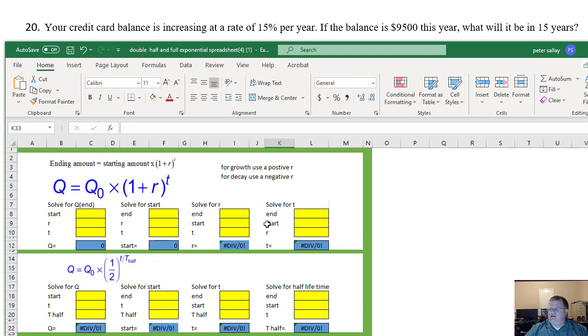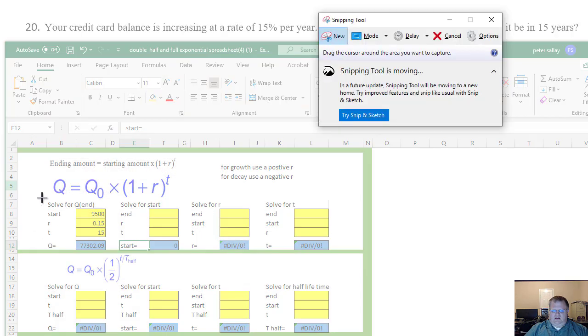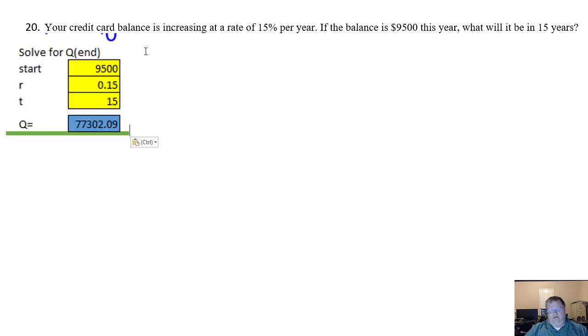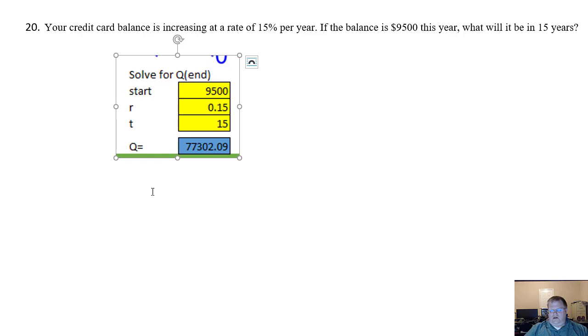We're told 15% a year, and if the balance is 9,500 this year, what will it be in 15 years? So we're told the beginning amount, and we want to know a future amount, so we want to solve for what we called the end in our last unit. We're using this first set of boxes here. The starting amount was 9,500. The rate is 15%. I get a little reminder here that if it's growth, it's a positive R, and if it's decay, it's a negative R. We are increasing, so that's positive 0.15. And the time we're looking at is 15 years. There we go. The answer to this one is 77,302.09. So I'm going to take a picture of that. All right, so that's that one.